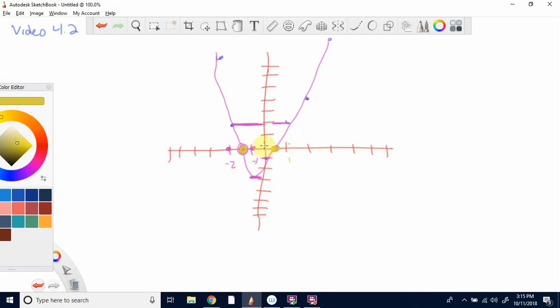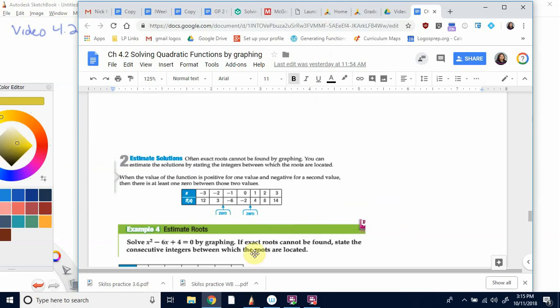Again, it's between 0 and 1. So our solutions are between 0 and 1 and between negative 2 and negative 1. Without a calculator or without doing it algebraically, that's as best we can do. We're estimating. That's all we're going to do, we're just going to estimate. So let's look at example 4.